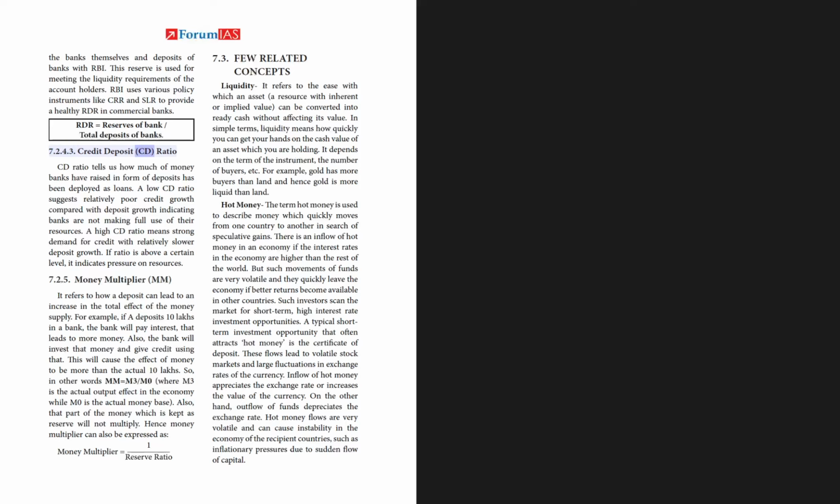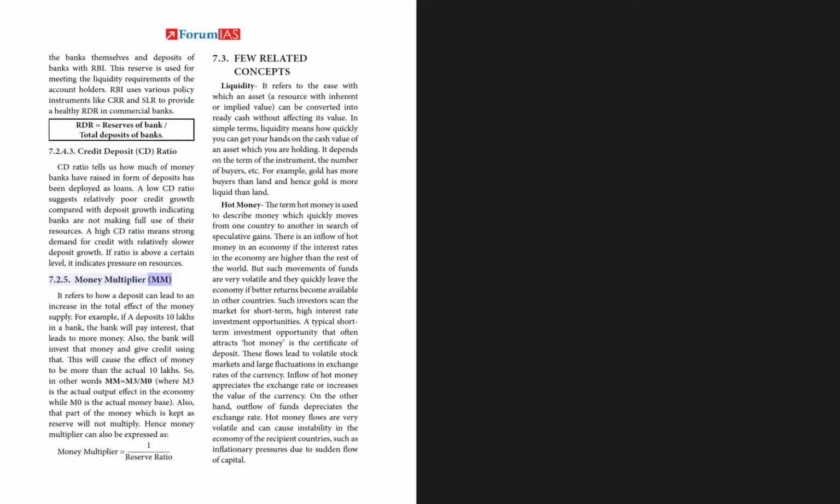7.2.4.3 Credit deposit (CD) ratio. CD ratio tells us how much of the money banks have raised in the form of deposits has been deployed as loans. A low CD ratio suggests relatively poor credit growth compared with deposit growth, indicating banks are not making full use of their resources. A high CD ratio means strong demand for credit with relatively slower deposit growth. If the ratio is above a certain level, it indicates pressure on resources.